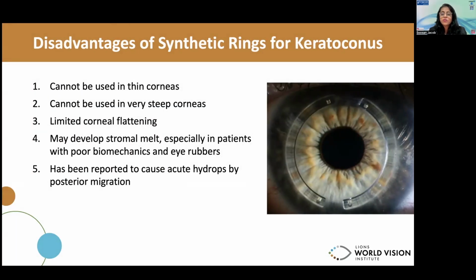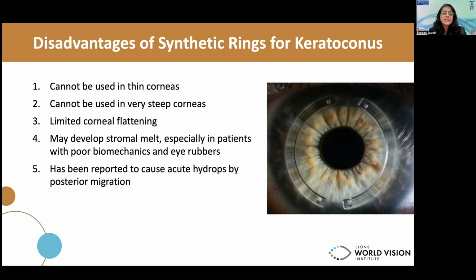Other disadvantages of synthetic rings include the fact that you cannot use them in very thin corneas or very steep corneas, and therefore you've basically lost a large percentage of keratoconic patients who really need visual rehabilitation. You're not able to offer them anything because they're not advanced enough to do a DALC, but they're a little too far advanced to be able to do a synthetic segment safely.